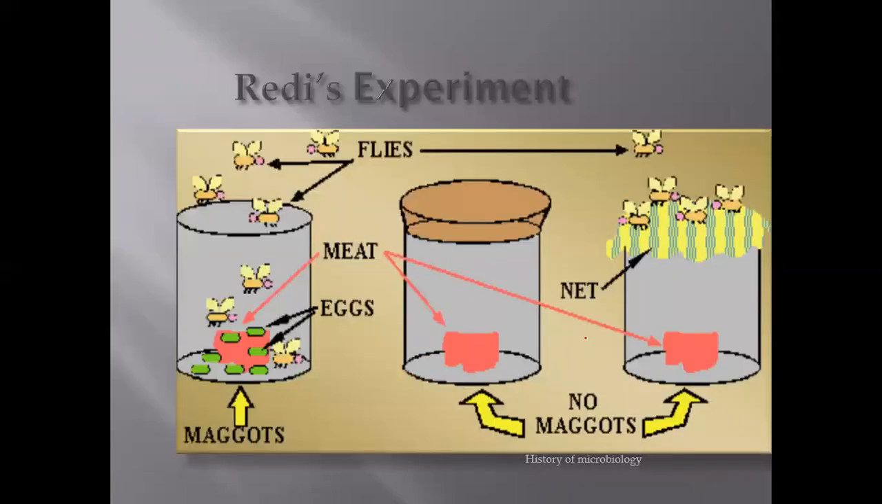His experiment used three jars. All the jars contained meat broth; one jar was left open, one was covered with a cork, and one was covered with a net. After some days he checked that the two jars covered with cork and net had no growth of fly larvae, called maggots. But the open jar had different kinds of larvae. From this he wanted to say that the larvae came from the flies, but he couldn't prove that.